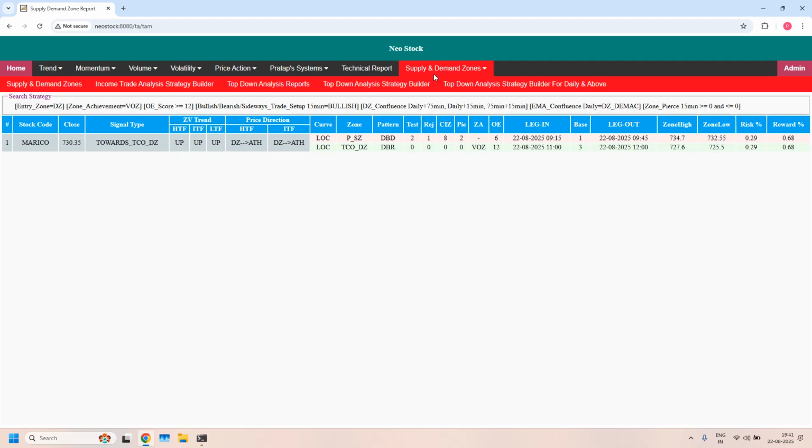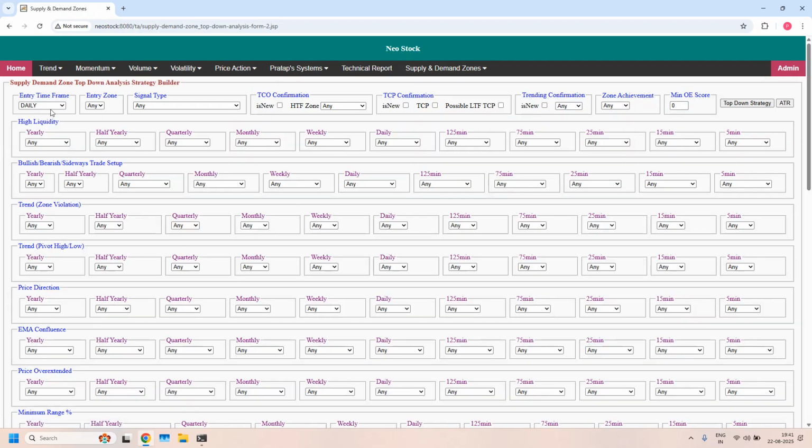Next, bearish trade setup for daily income trade. Entry time frame is 15 minutes. Entry zone is a supply zone. In bullish or bearish, at 15 minutes time frame, I am selecting bearish. Zone achievement violated opposing zone.